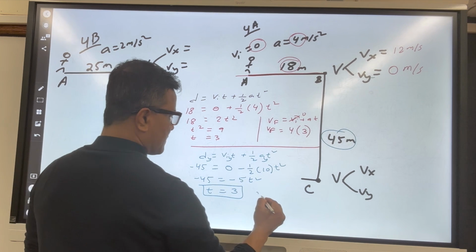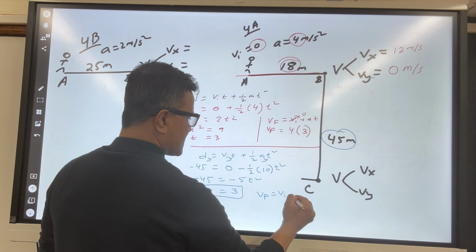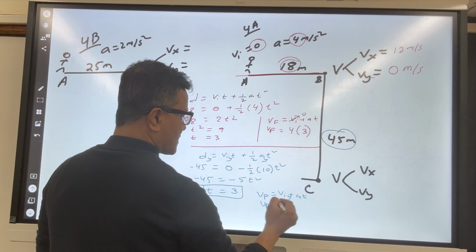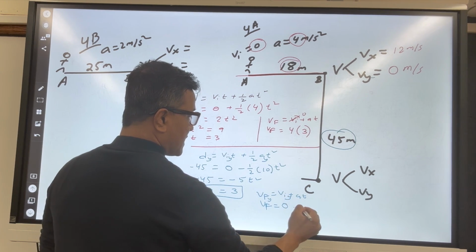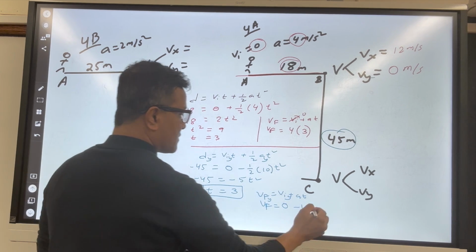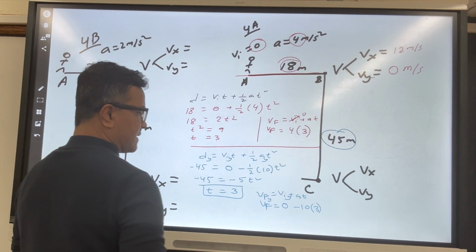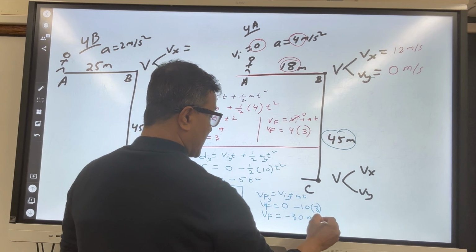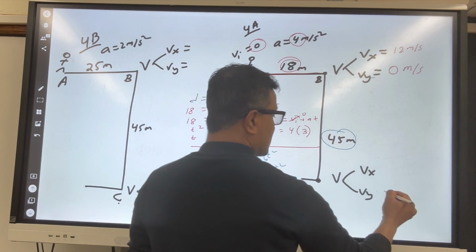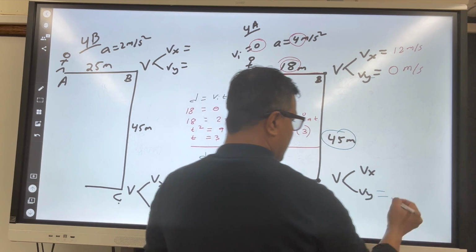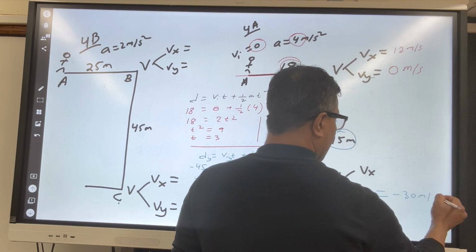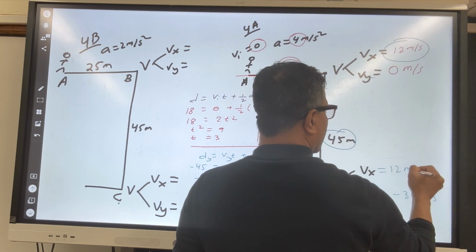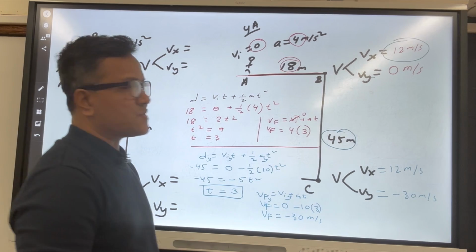So his final velocity should be Vi plus At. Vf is equal to Vi, which in the y direction is 0, plus negative 10, and how long did it fall? 3 seconds. So Vf is negative 30 meter per second. So Vy is negative 30 meter per second, and Vx is of course 12 meter per second. Right? What do you discover from this big idea?